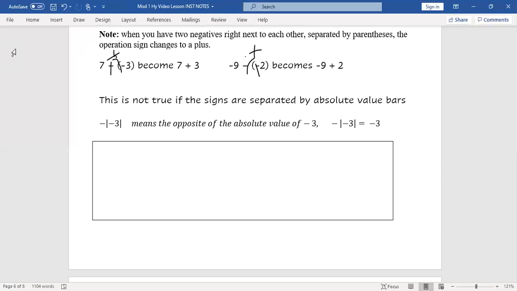If I have a negative absolute value of -3, this means the opposite of the absolute value of -3. I can't hook those. The absolute value bar is like a wall. I can't just take the one negative and hook it with the other negatives, make it a plus. That just won't work. It can't cross that wall. The absolute value of -3 is 3, and then the opposite of 3 is -3.